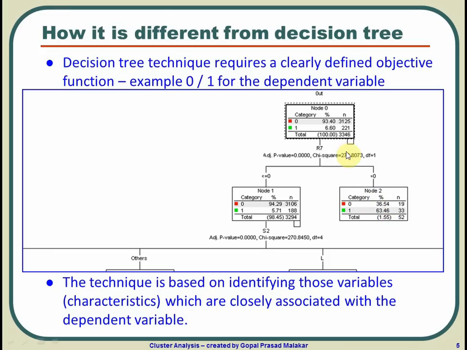So in this case, out of 221, this out of 3346, the bad rate here was 6.6%. Here the bad rate is actually 63%, and that's what you are trying to do, create groups which are as dissimilar as possible in terms of bad rate. So here there is a dependent variable, and the whole algorithm is based on which are the variables closely associated with the dependent variable, which is not the case with cluster analysis. Cluster analysis doesn't have a dependent variable at all. It is just grouping based on the independent variables.